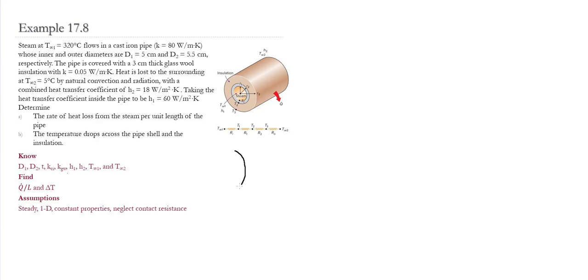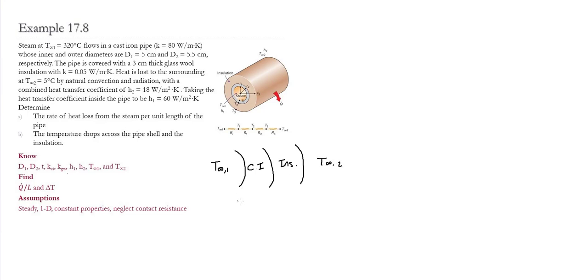So what we have is the cast iron pipe, and then we have the insulation, and then we have the outside. If you notice, on the inside we have T infinity 1, which is the internal value that we have for the steam flowing inside of the pipe. So this is your cast iron, this is your insulation, and then outside over here we have T infinity 2.